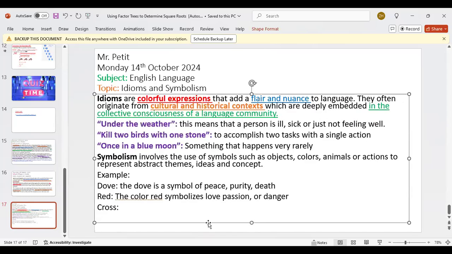What's the cross a symbol of? Our Lord and Savior. Christianity. Okay. So you might say that's the reason why it's important, because you might be reading something, or watching something, and they would say, we've come to a time when every soldier must embrace the cross in spite of its challenges.